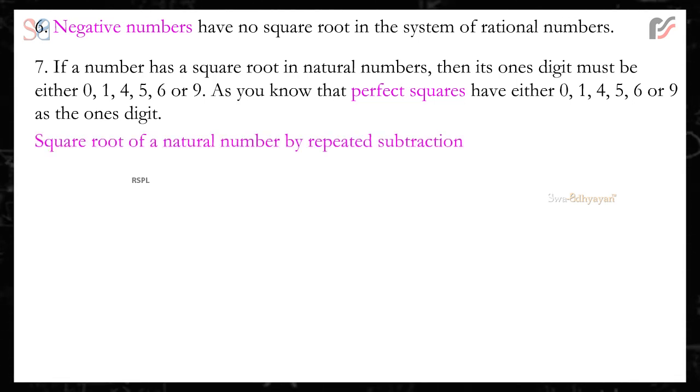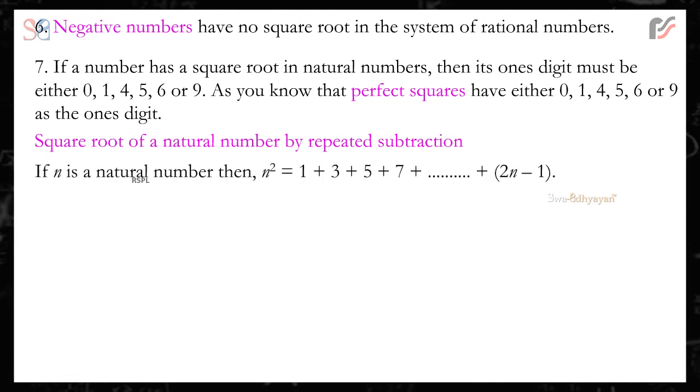Square root of a natural number by repeated subtraction. If n is a natural number, then n square is equal to 1 plus 3 plus 5 plus 7 plus and so on till plus 2n minus 1.